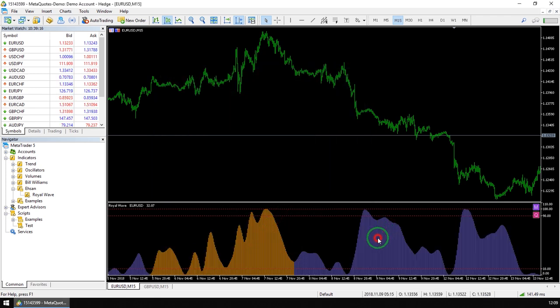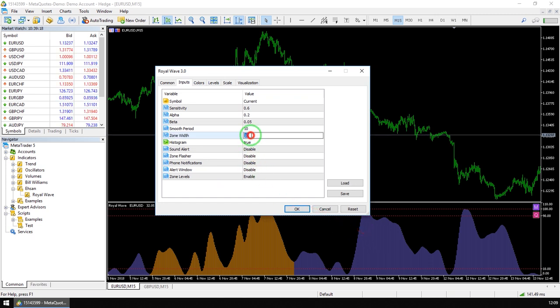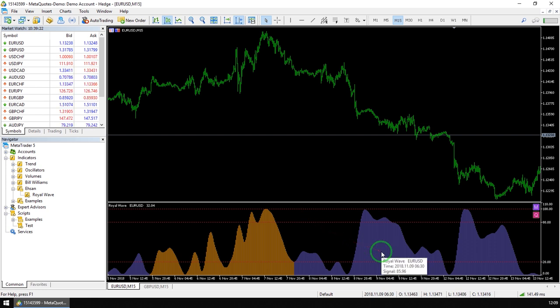Royal Wave alerts the trader about the trading zones using different methods. All alerting functions depend on the zone width, which can be modified using the input parameter zone width.